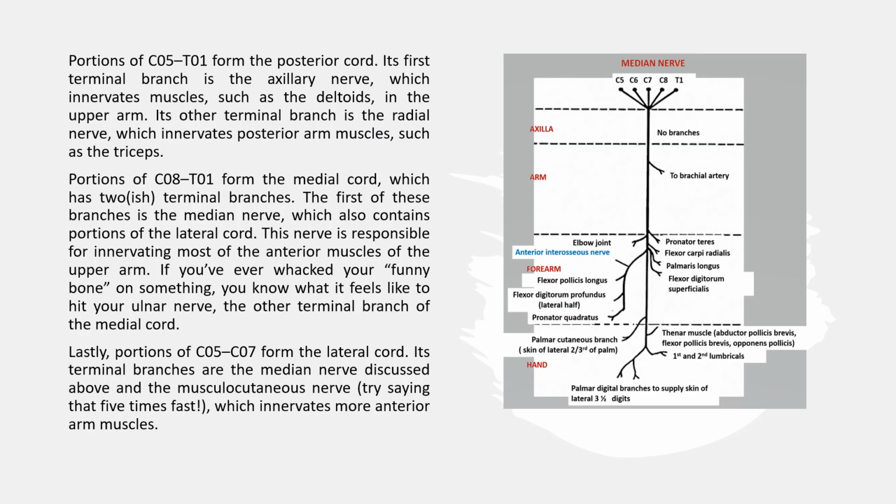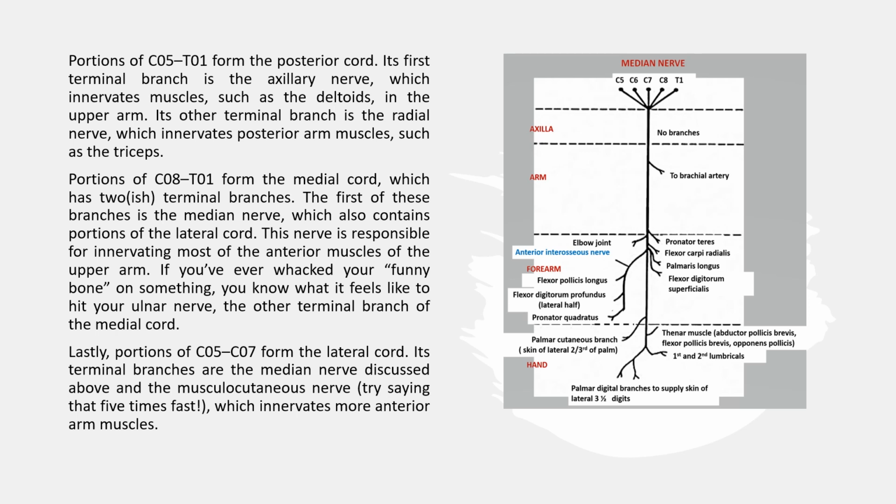Portions of C5 through to T1 form the posterior cord. Its first terminal branch is the axillary nerve, which innervates muscles such as the deltoids in the upper arm. Its other terminal branch is the radial nerve, which innervates posterior arm muscles such as the triceps.